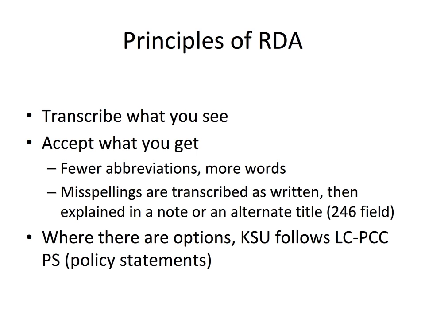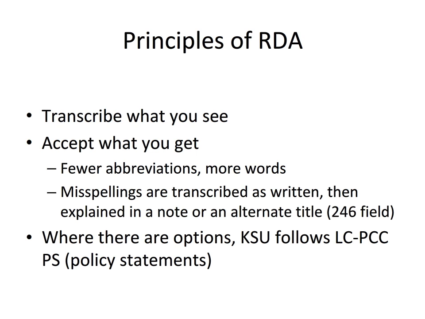Thus we will see fewer abbreviations and fuller information in some fields. Compared to AACR2, RDA offers catalogers more options. Often, there's more than one way to do things right. Where there's more than one correct choice, the Library of Congress and the Program for Cooperative Cataloging have written down in the RDA Toolkit their policy statements.